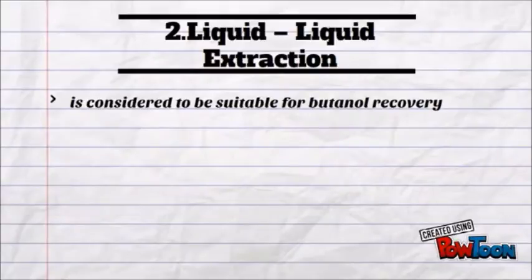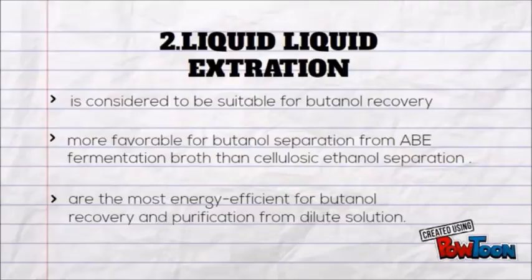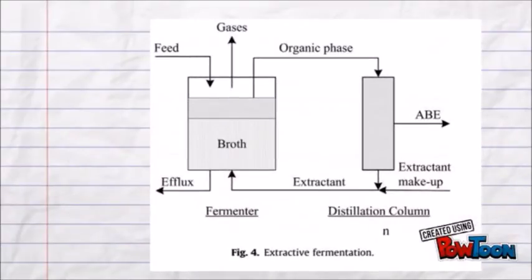Next is liquid-liquid extraction. It is considered suitable for butanol recovery, and it is more favorable for butanol separation from ABE fermentation brew than for ethanol separation, because butanol is more hydrophobic, hence less miscible with water than ethanol, due to its longer carbon chain. Liquid-liquid extraction is the most energy efficient for butanol recovery and purification from a dilute solution. Extractive fermentation is one example of liquid-liquid extraction. This figure shows the extractive fermentation process.